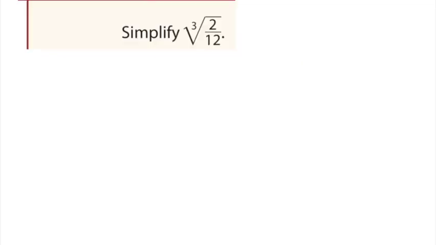Let's do this first example right here. The cubed root of 2/12. So in this case, I would probably reduce first. So I'm just going to reduce that fraction. Both the top and the bottom are divisible by 2. So that is going to reduce to the cubed root of 1/6. So now I'm going to think of that as the cubed root of 1 over the cubed root of 6.